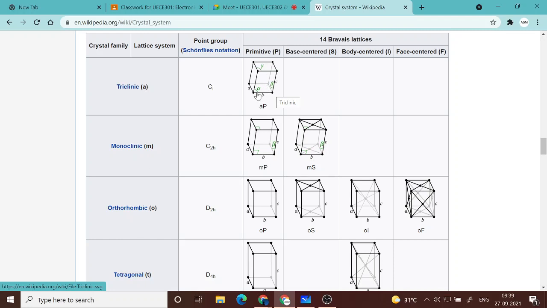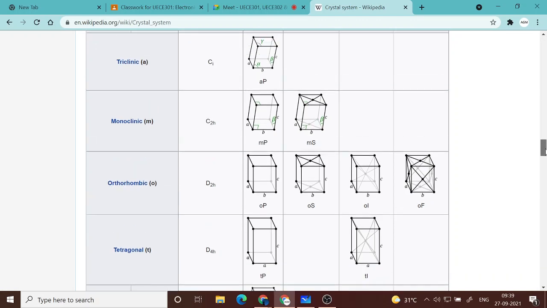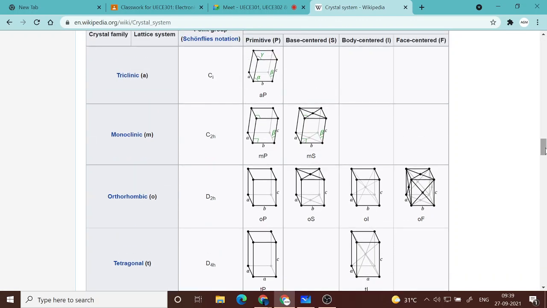So alpha is the angle between the B and C vectors, beta is the angle between A and C, and gamma is the angle between A and B. Okay, so this way you have 6 parameters, and depending upon the values these parameters take, we have different crystal systems. Triclinic is the most generic because everything is different here. Alpha is not equal to beta, not equal to gamma, and similarly A not equal to B, not equal to C.